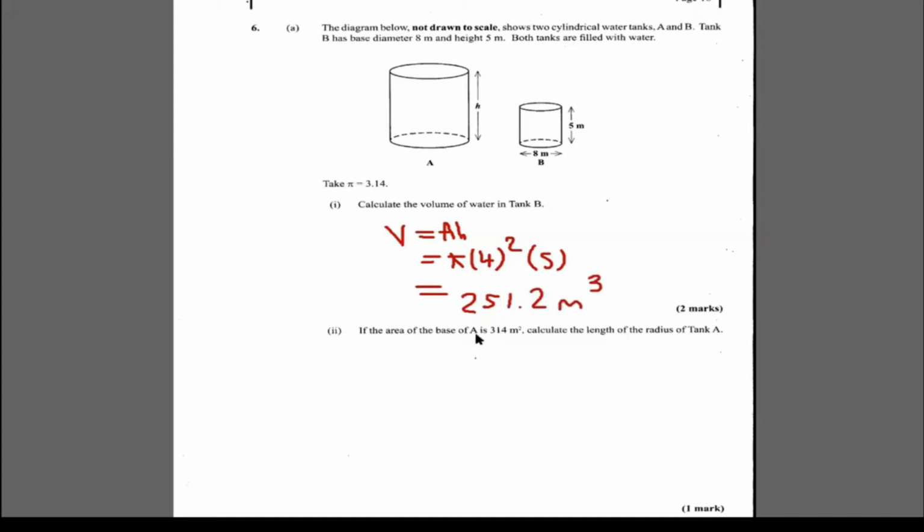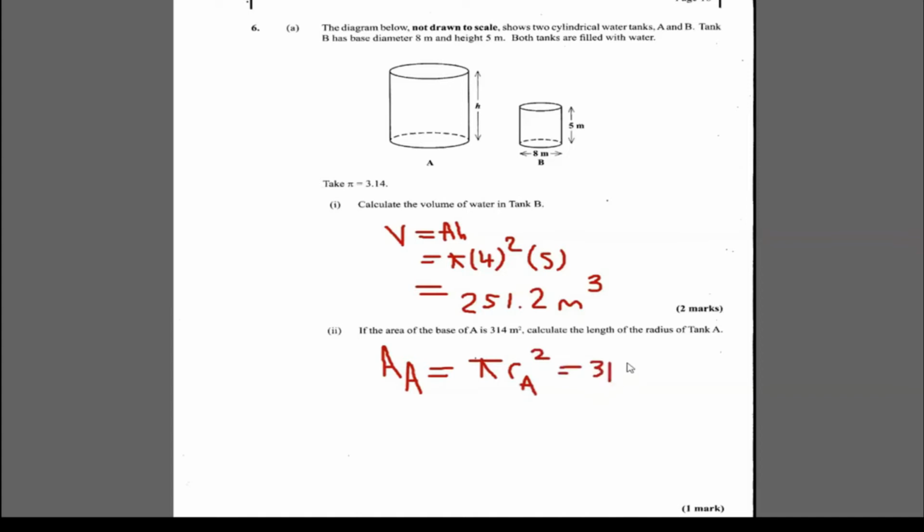Now part 2 says if the area of the base of A is 314 meters square, calculate the length of the radius of tank A. So for tank A, the area of A, with subscript A, is pi r square. This is pi, and instead of saying r, I'm going to write RA square, which means the radius of tank A square, and that's equal to 314.